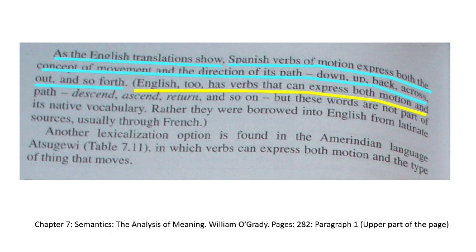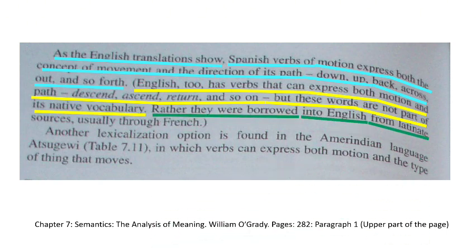English, too, has verbs that can express both motion and path: descend, ascend, return, and so on. But these words are not part of its native vocabulary. Rather, they were borrowed into English from Latinate sources, usually through French.